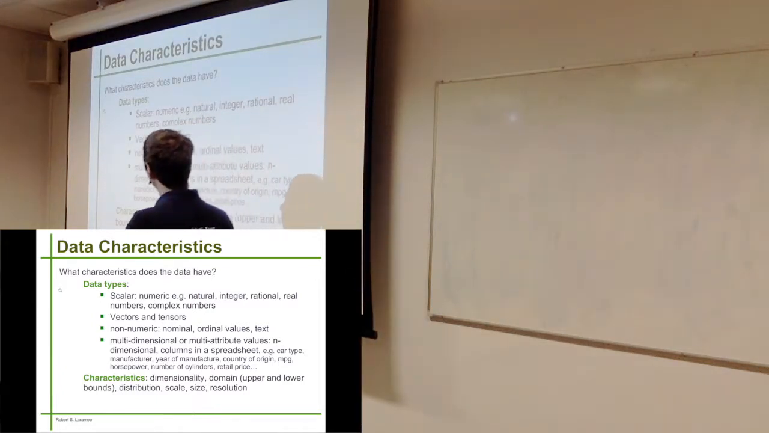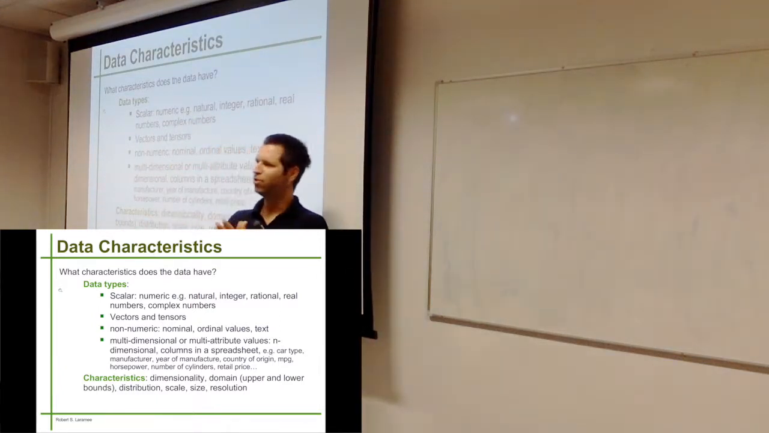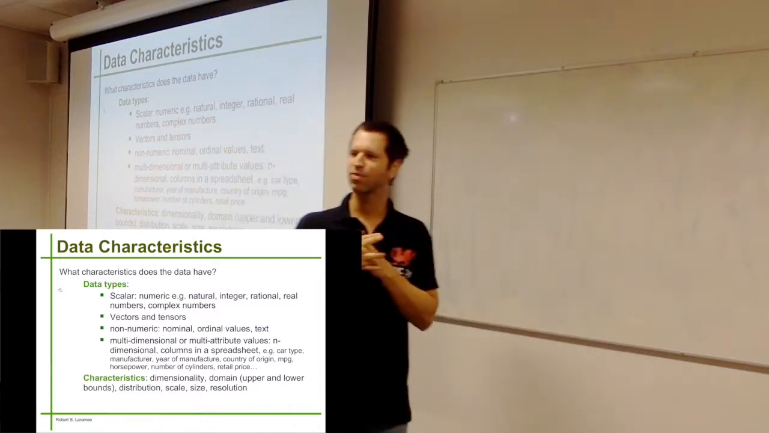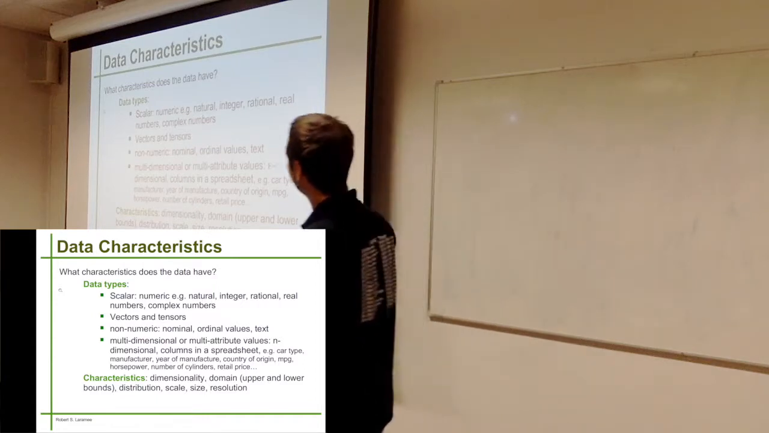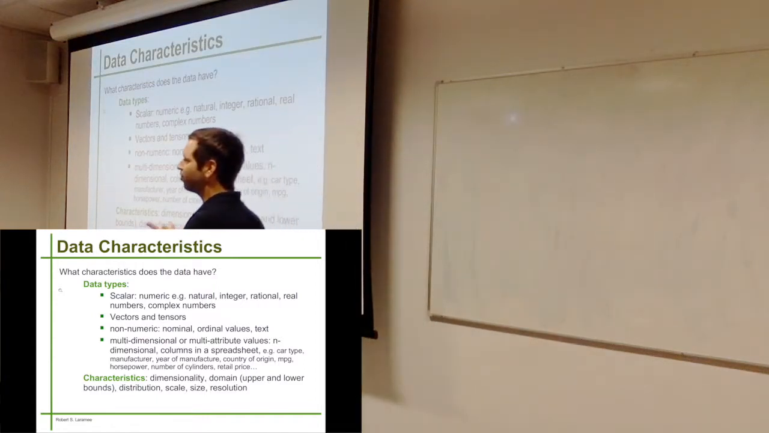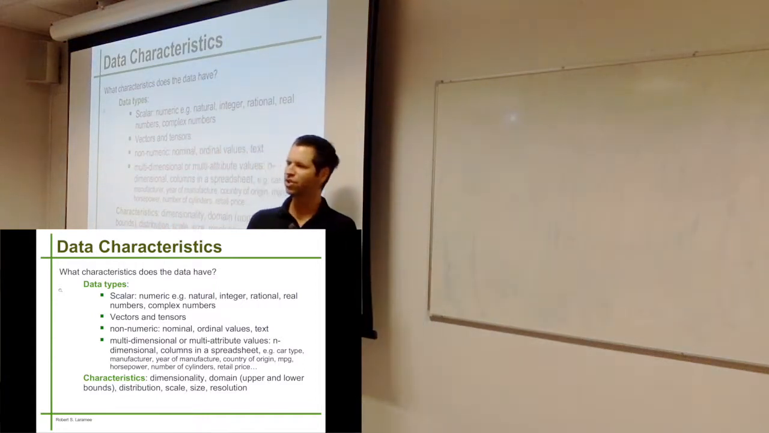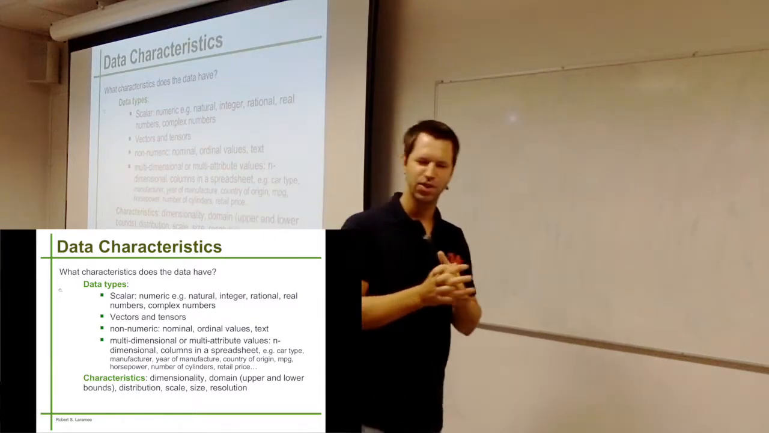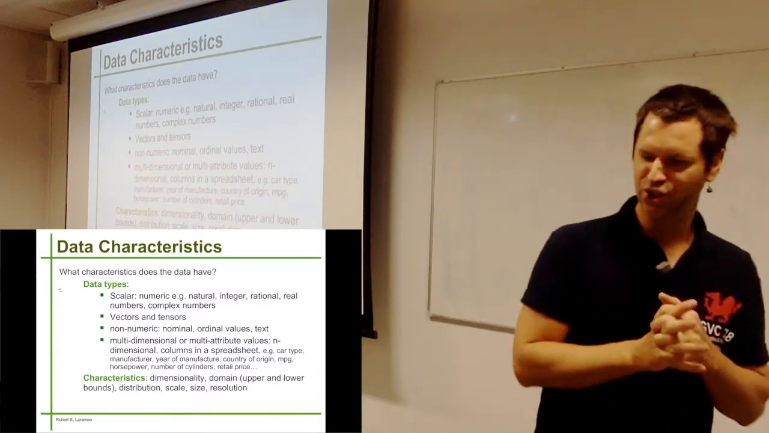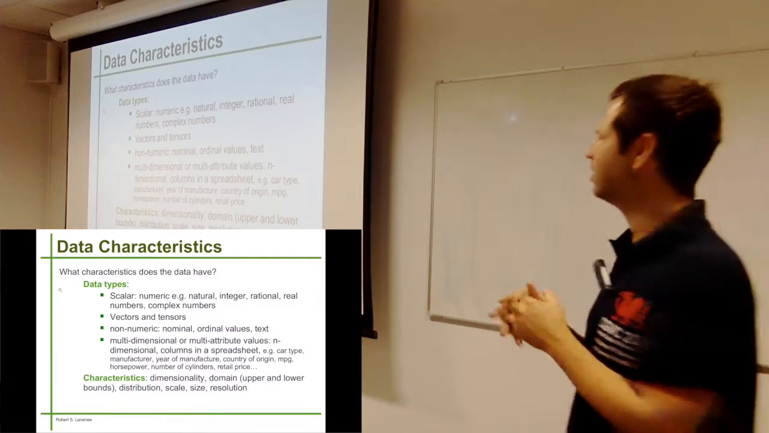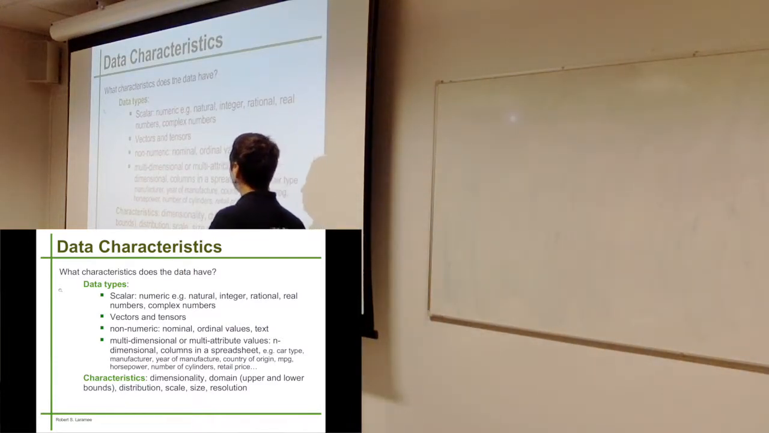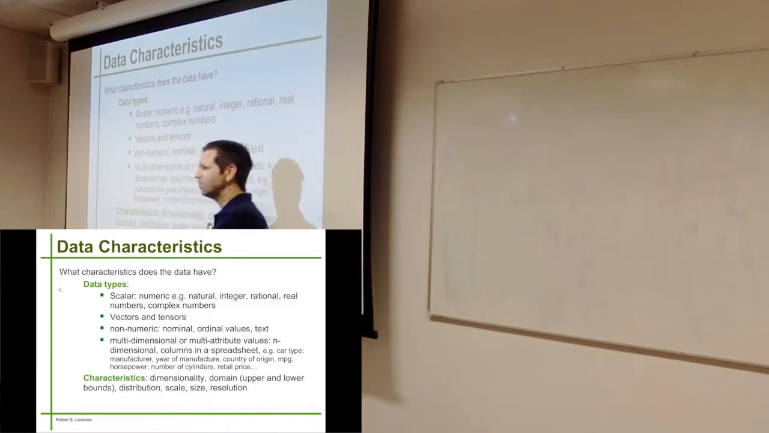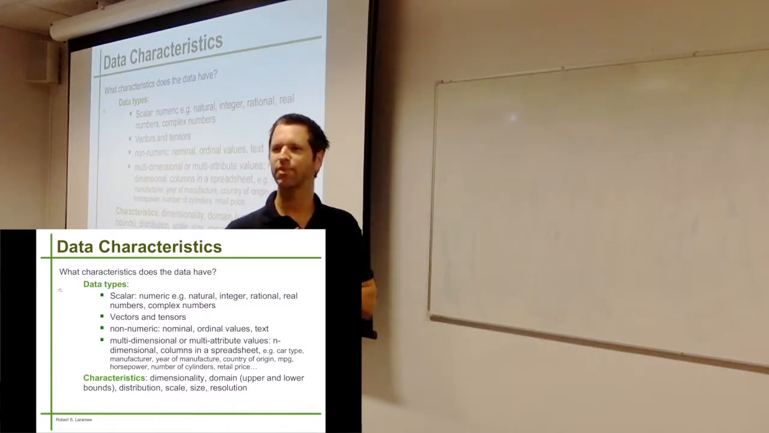Then there are real numbers, so that includes all numbers between the integers as well as the integers. And then complex numbers that have the real component and the imaginary component. We're not going to talk about those very much. But those are all different kinds of numbers. We're used to numbers. There are also things called vectors and tensors, which aren't just simple numbers.